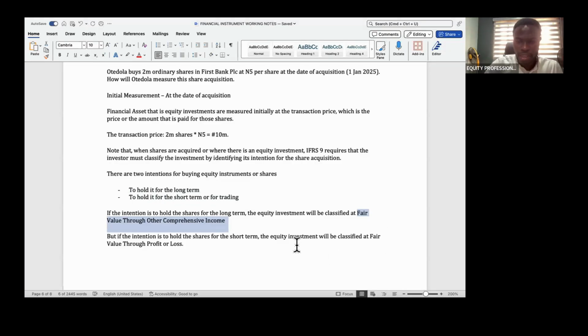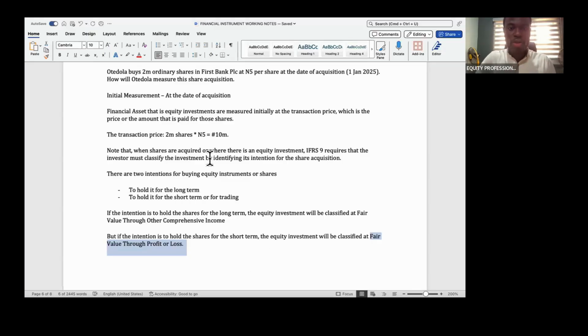If you are holding it for the short term, you will see that it will be classified at fair value through profit or loss. So that means there are two ways in which you can classify your financial asset, either at fair value through profit or loss, or at fair value through other comprehensive income.